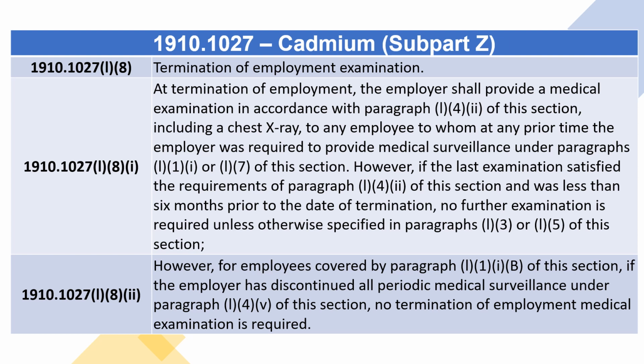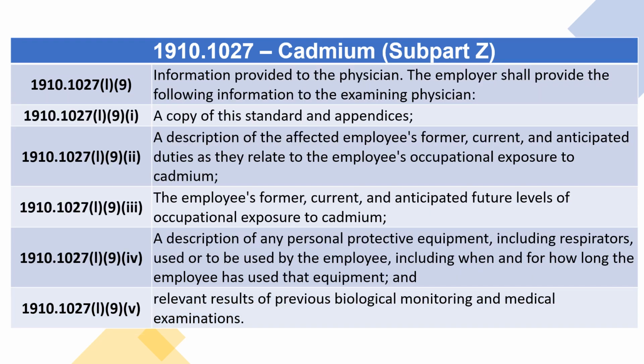1910.1027 L8-2. However, for employees covered by paragraph L1IB of this section, if the employer has discontinued all periodic medical surveillance under paragraph L4V of this section, no termination of employment medical examination is required. 1910.1027 L9 Information provided to the physician. The employer shall provide the following information to the examining physician.